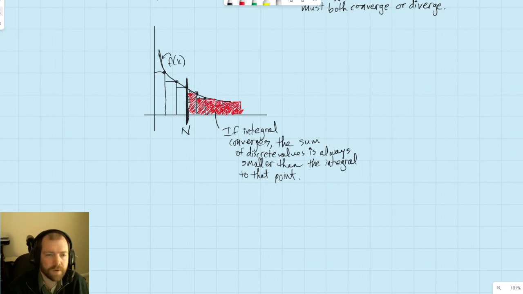Because as we can see with this particular integral, we've always got these little pieces that are stuck in there. So our summation values are always going to be smaller than the integral that's given there. And if the integral converges and also the summation is smaller, then it also must converge. There's no other possibility.